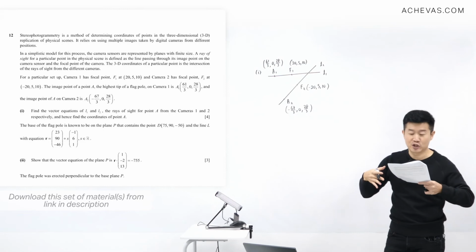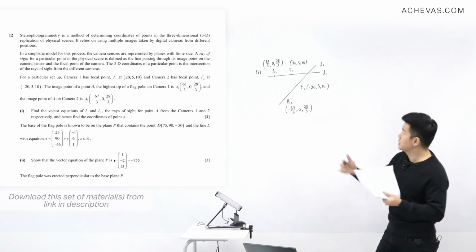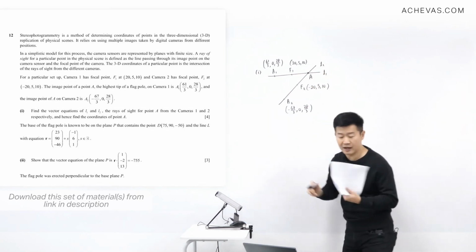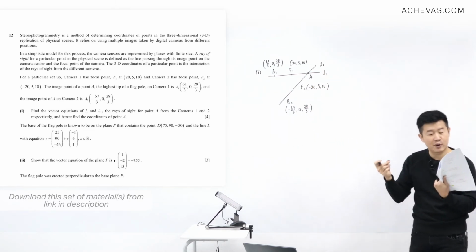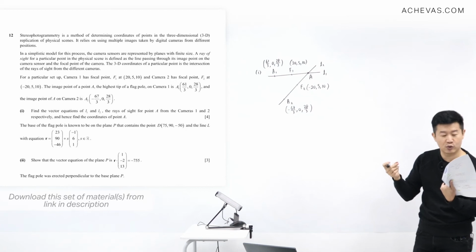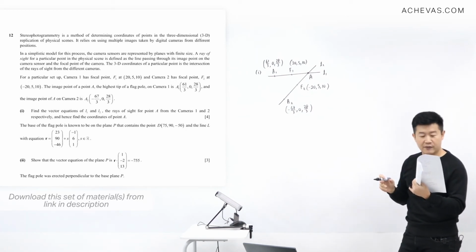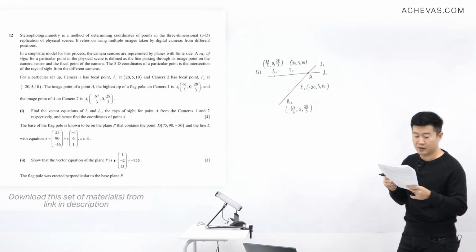These 2 lines are actually going to be intersecting. And according to the description given to us by the question, they are going to be intersecting at A, the tip, the highest point on the flagpole. This point A. So we are supposed to be writing down the vector equations of L1 and L2.